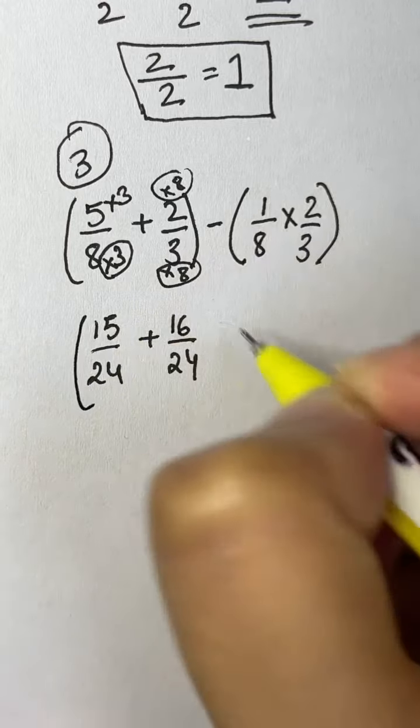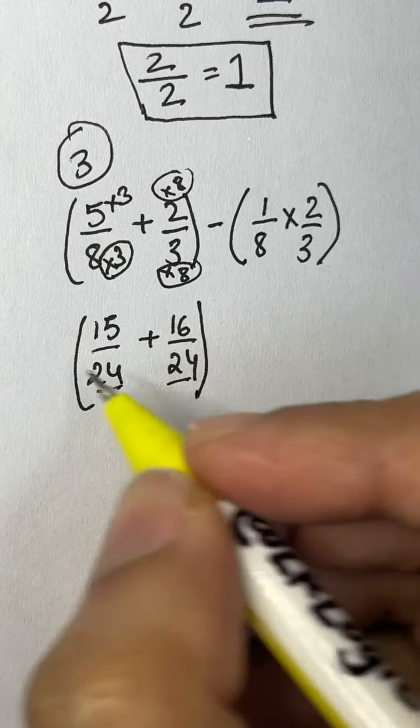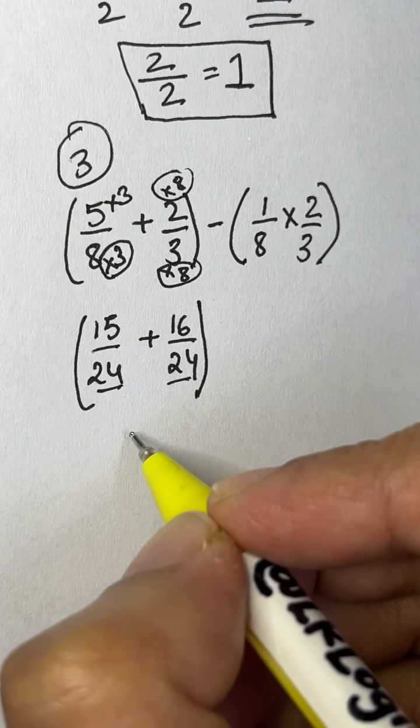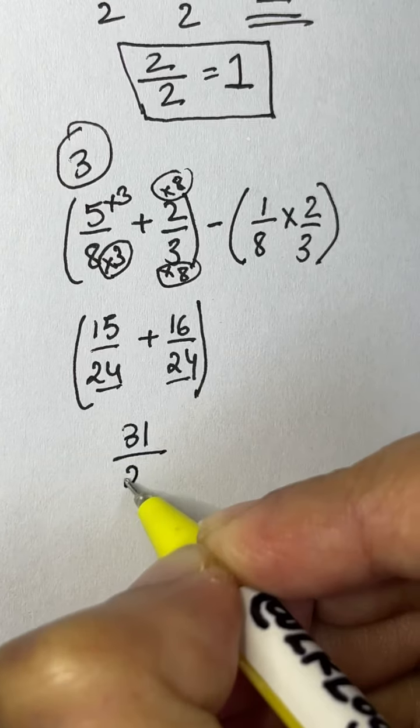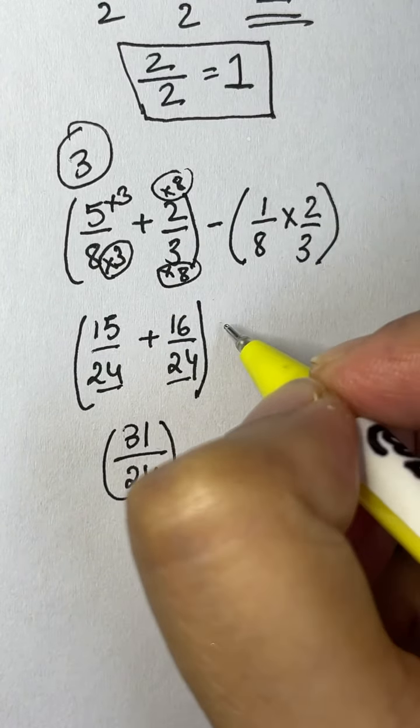So I have this. Now you have same denominators, you can add your numerators. So 15 plus 16 is 31, 31 over 24. Okay, now we have solved one parenthesis. Let's solve the other parenthesis.